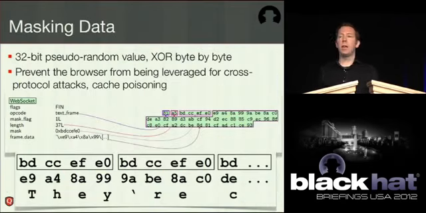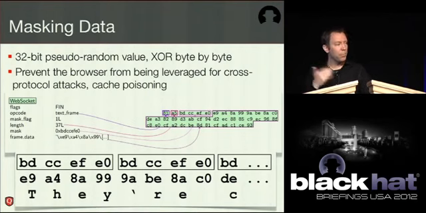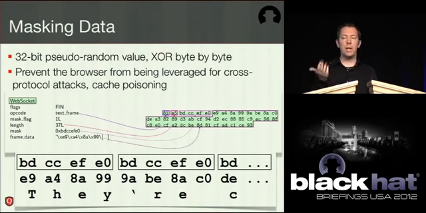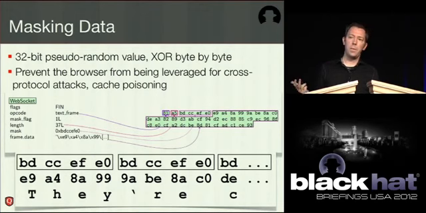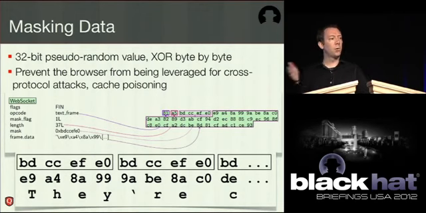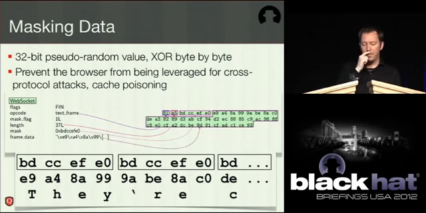The masking flag says that data coming from the browser is going to be masked, but data coming from the server typically isn't in a WebSocket connection. It's important to use the term masking instead of encryption, because it's not encryption. It is a 32-bit pseudo-random value XORing the payload data, as you can see in the screen captures here.